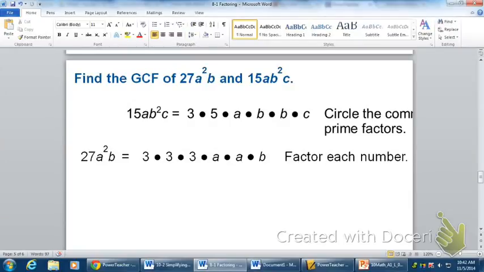We just talked about breaking it down to prime numbers. So they factored each number. That was their first step. All right. So factored that, and they factored that.